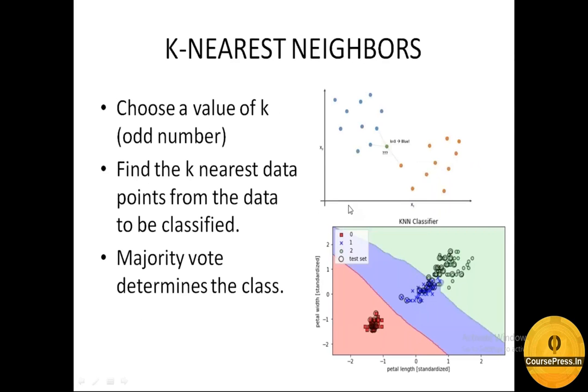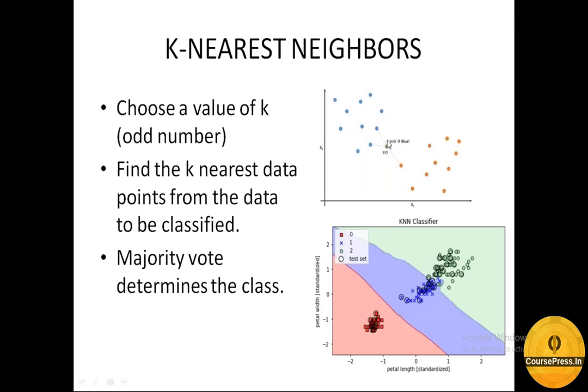Next we have k nearest neighbor. So in k nearest neighbor, let's say I have a data point. What we do is, first of all, we take k and give it a value. The value we give should be an odd number. Now, why should it be an odd number? I'll tell you. So let's say I have this data point.